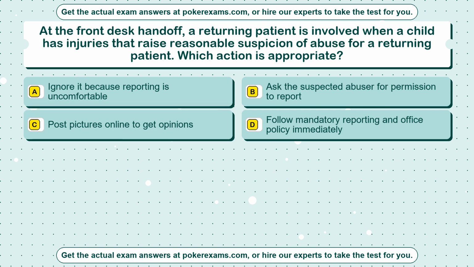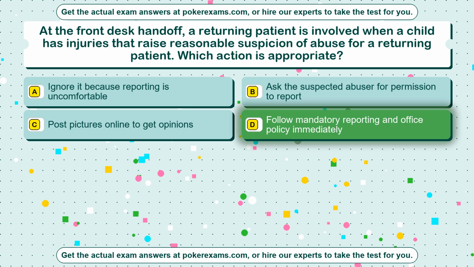Question 80. At the front desk handoff, a returning patient is involved when a child has injuries that raise reasonable suspicion of abuse for a returning patient. Which action is appropriate? Option A, ignore it because reporting is uncomfortable. Option B, ask the suspected abuser for permission to report. Option C, post pictures online to get opinions. Option D, follow mandatory reporting and office policy immediately.